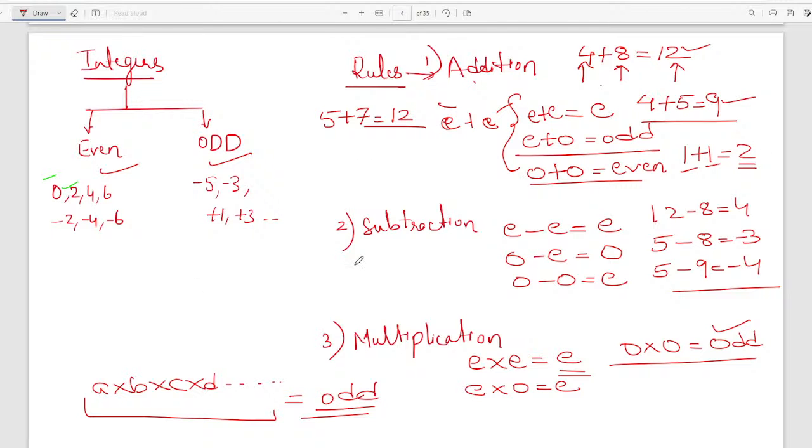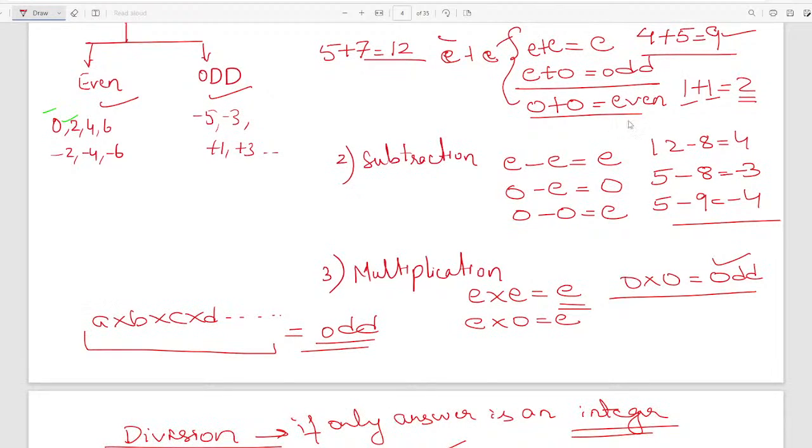Then if we subtract, again even minus even is even. It is 12 minus 8, in this case is 4. So 12 is even, 8 is even, and the answer 4 is also even. And odd minus even is odd. So 5 minus 8, sorry, 5 is odd, 8 is even. So this is equal to -3, this is odd. Odd minus odd is even, 5 minus 9 is -4, an even number. This is even, this is odd, this is even.